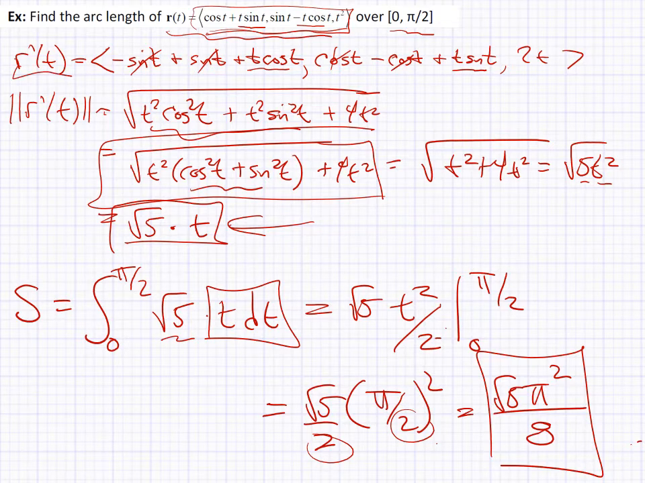Find r prime, find the magnitude of r prime, then do the integral of that. And even when it ends up being a function of t, we could still do it. It's just a matter of, do you know how to integrate? And do you know how to integrate whatever this function ends up being? But the more you simplify it, the better off you'll be before you integrate.